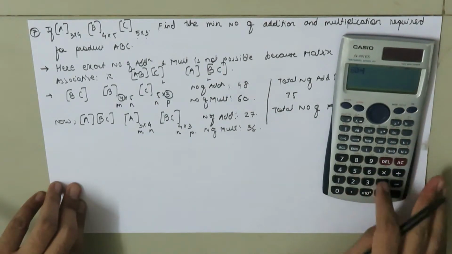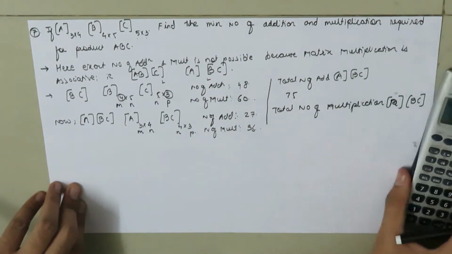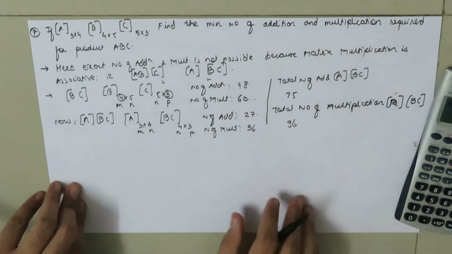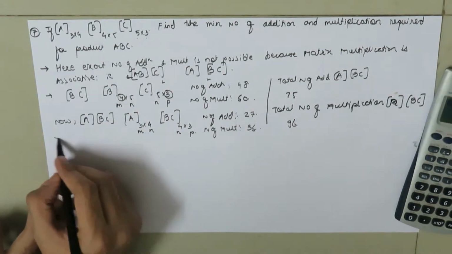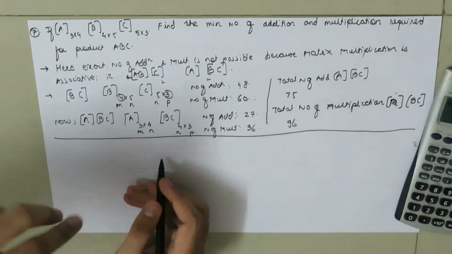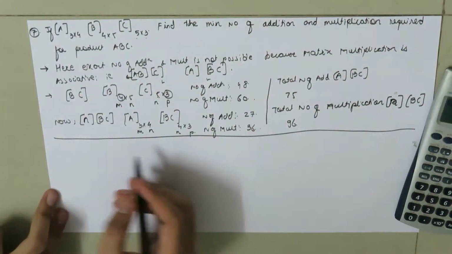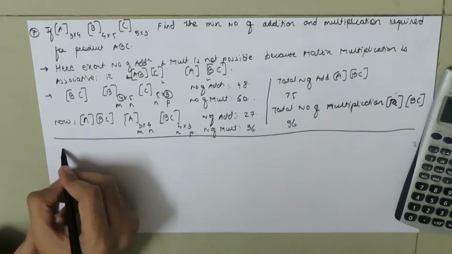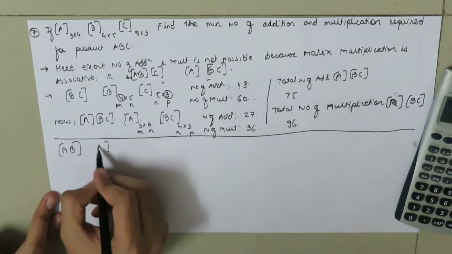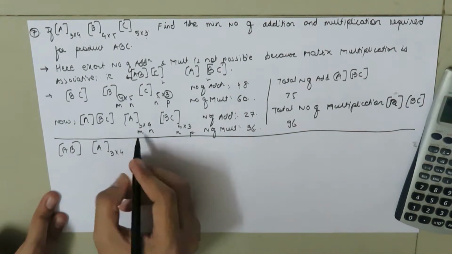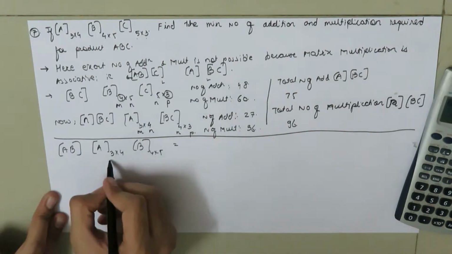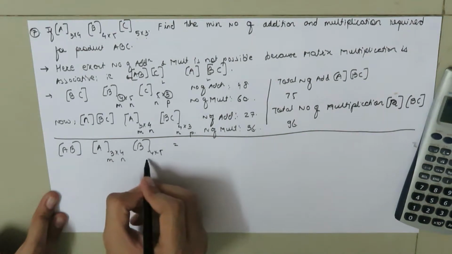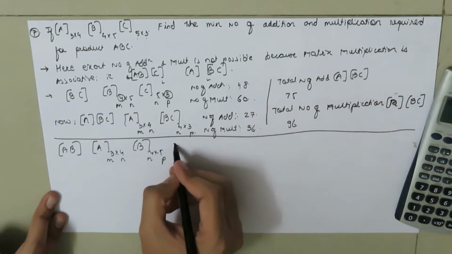So this is 60 plus 36, so this is 96. Now what we are going to do is, in this case, multiply matrix AB. Matrix A has 3 rows and 4 columns, and matrix B has 4 rows and 5 columns. So this is our M, this is N, this is N, and this is P.